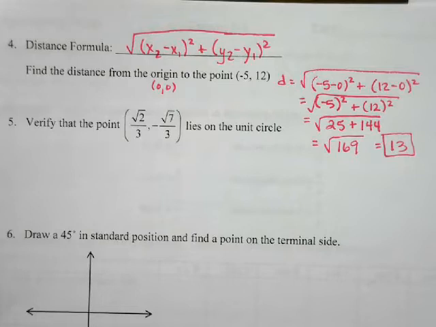Number 5 says, verify that the point root 2 divided by 3 comma negative root 7 divided by 3 lies on the unit circle. Guess we better have a conversation about what the unit circle is. It's a circle centered at the origin that is 1 unit away from the origin, or it has a radius of 1 the whole way around.